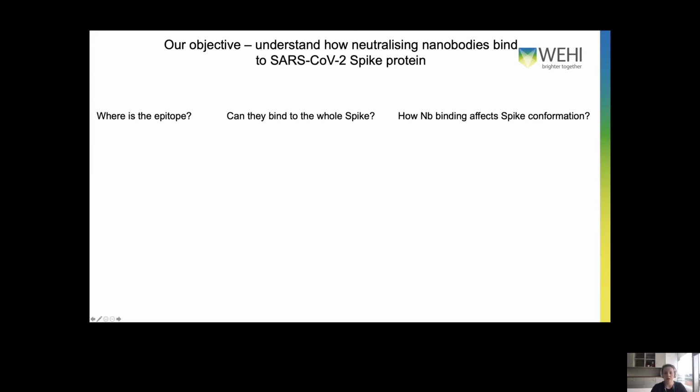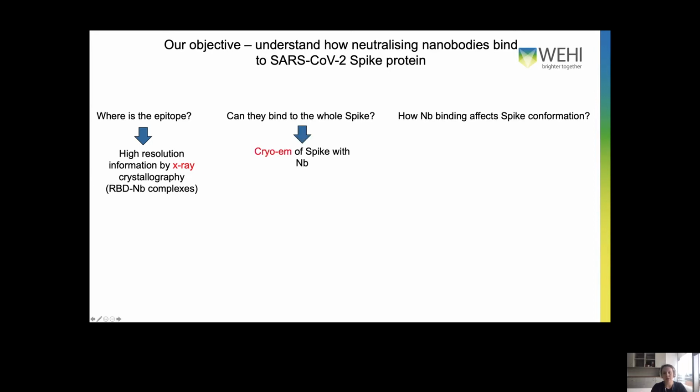The questions that we asked for our structural biology experiment were, first of all, where is the epitope? Can nanobodies bind to the whole spike protein? And how does nanobody binding affect the spike conformation? This was a joint project. We were using both X-ray crystallography and cryo-electron microscopy. The X-ray crystallography originally was supposed to answer the high resolution question, specifically what the epitope is.